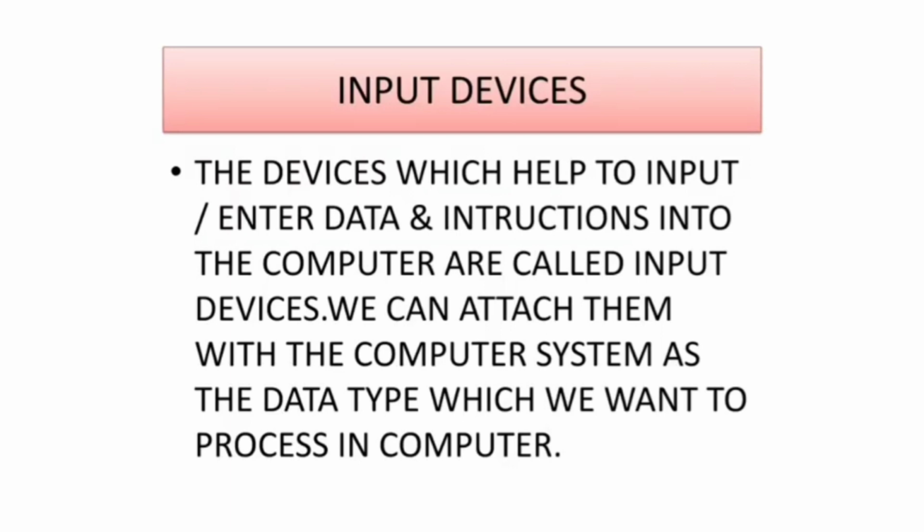So, peripheral devices are of two types. First is input device and second is output device. Input devices. The devices which help to input or enter data and instructions into the computer are called input devices. We can attach them to the computer system according to the data type which we want to process in the computer.